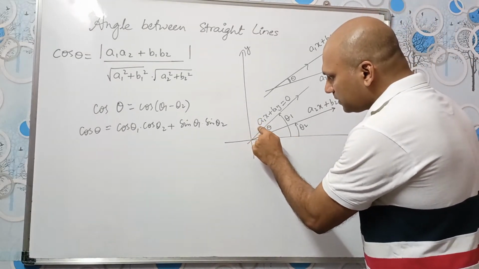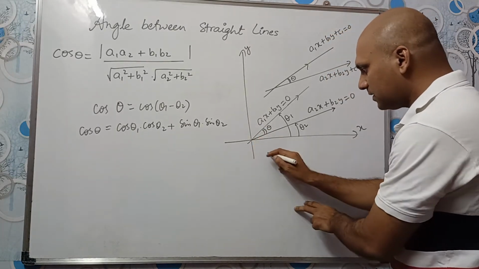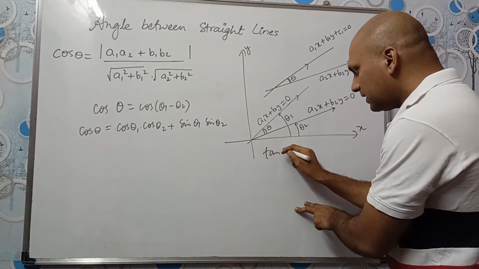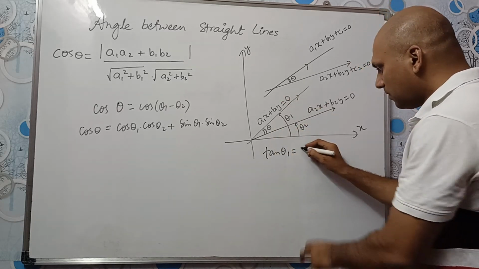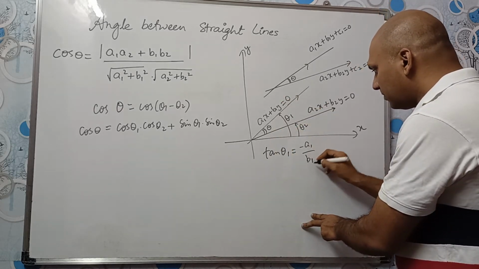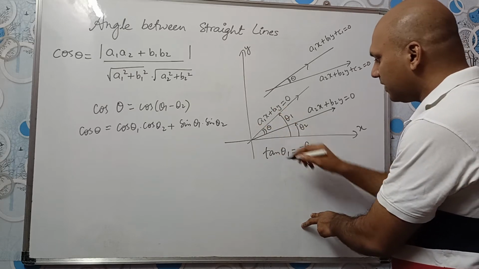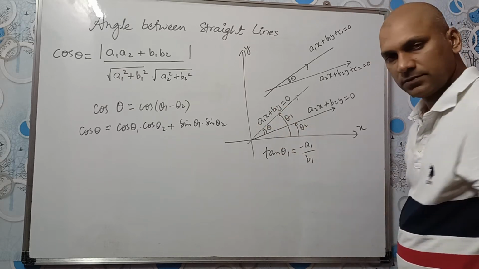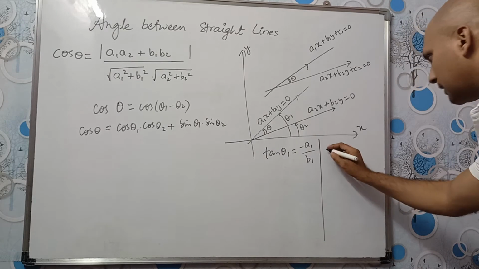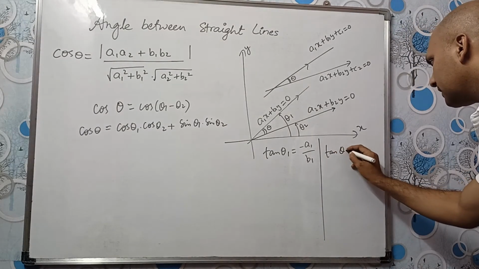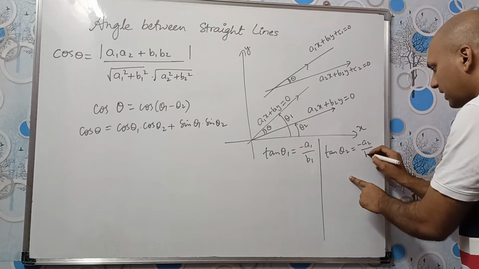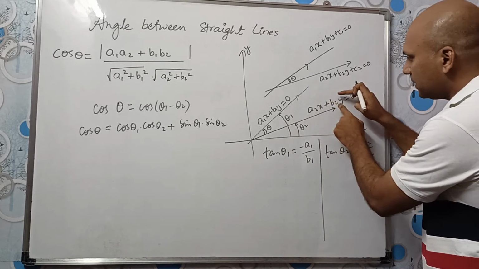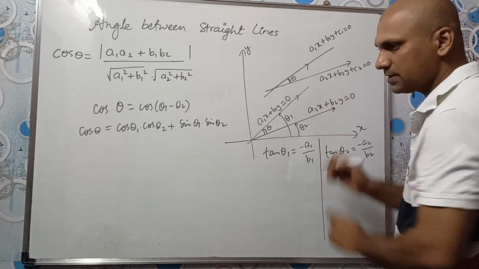what is the slope of the first line? Slope of the first line will be tan theta, right? So tan theta 1 will be the slope of the first line, minus a1 divided by b1. Alright? Okay. What will be the slope of the second line? This line: minus a2 divided by b2. Coefficient of x divided by coefficient of y with minus sign.